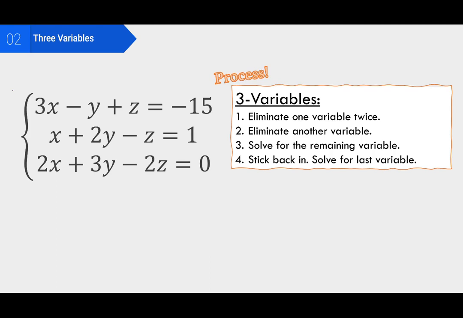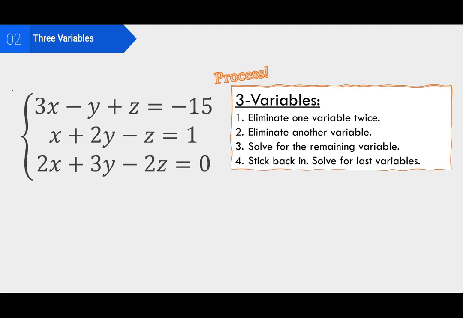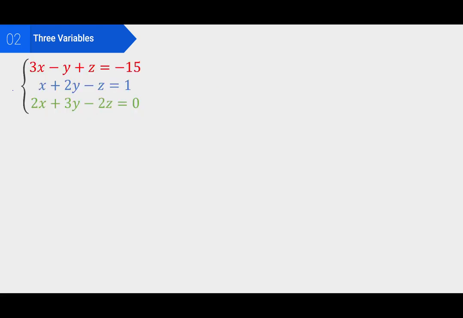First, there's going to be a lot of elimination in this process. You're going to eliminate one variable twice, and then you're going to use those to eliminate another variable, and then solve for what you have left, and stick everything back in to find the other variables, right? There also are ways to use substitution on this, but it's easier if you can eliminate one variable first. So let's start with step 1 on this problem.